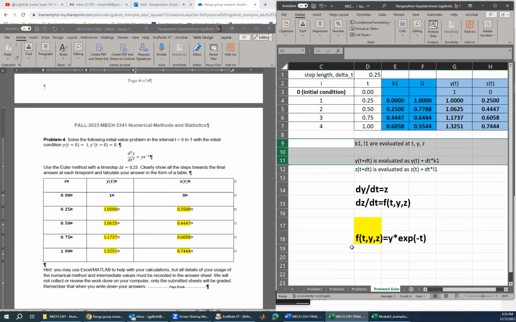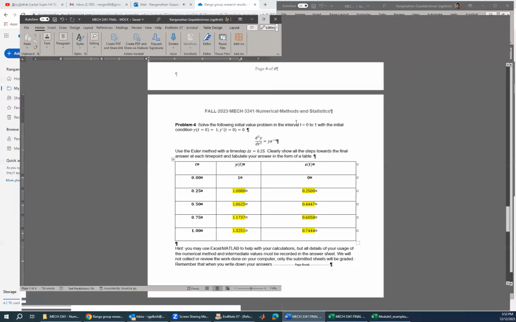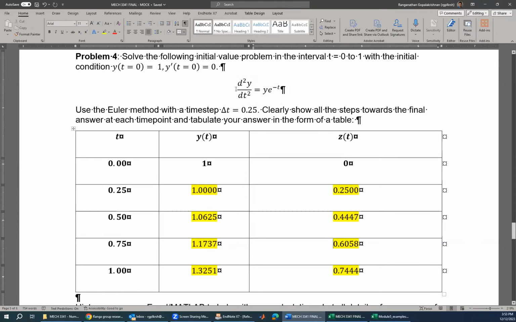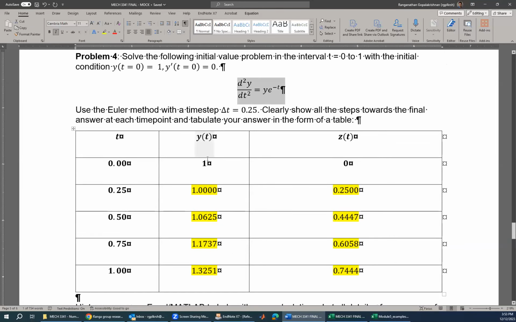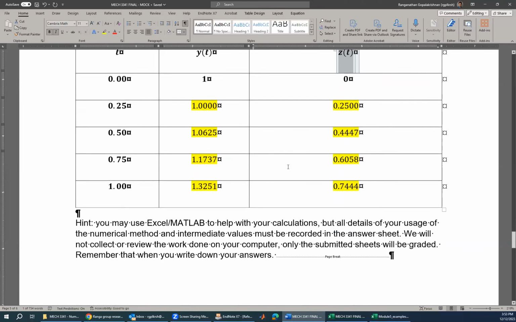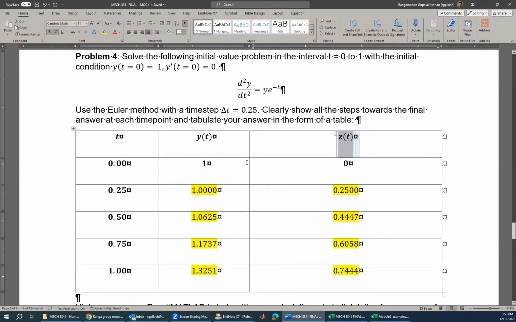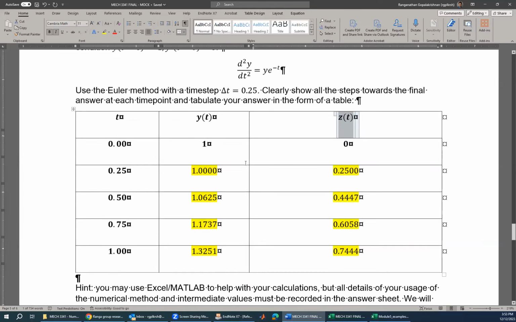So, all right. This is problem 4 in the mock final, where we have a second order ODE and we reduce it to 2 first order ODEs and then solve for the variable that we care about, which is y, and the intermediate variable, which is z. Here are the numbers. So please try this and let me know if you have any questions.